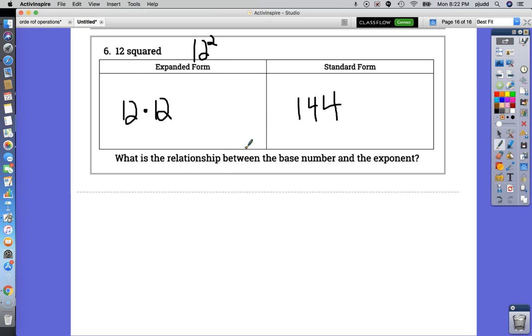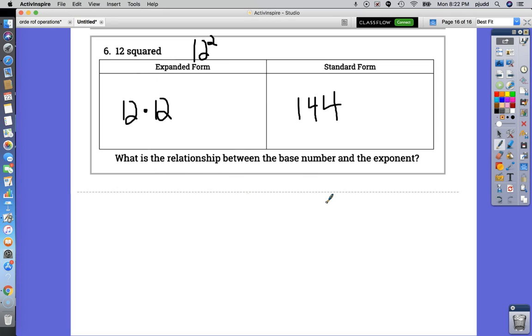Okay, and here we go. What you would indicate the relationship between the base number and the exponent is what I had just mentioned. The base is the factor. The exponent tells you how many times you multiply that factor by itself. 12 to the second power, 12 times 12.